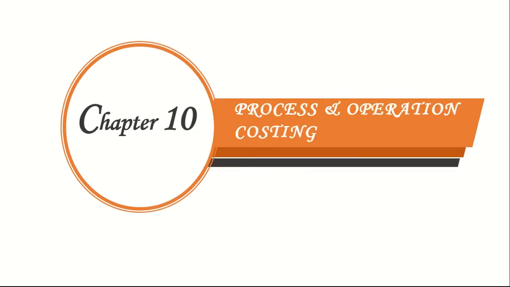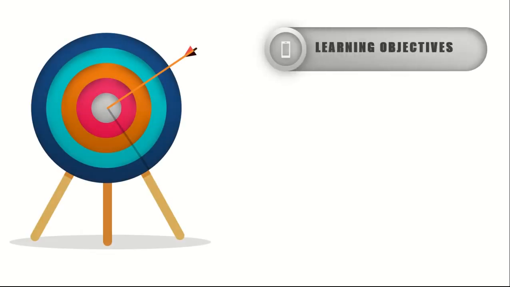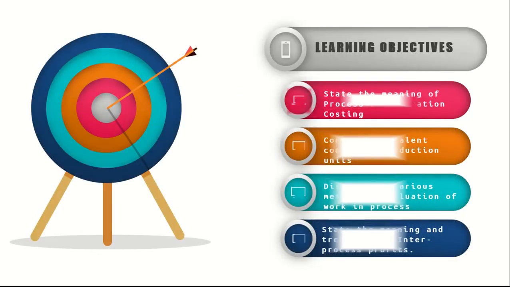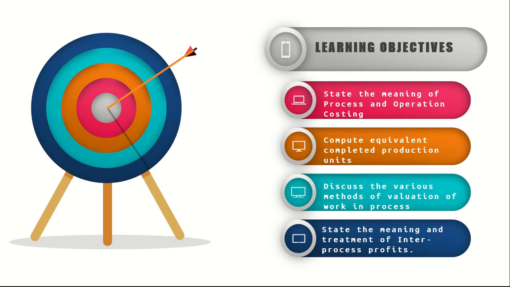Chapter 10. Process and Operation Costing. Learning Objectives. State the meaning of process and operation costing. Compute equivalent completed production units. Discuss the various methods of valuation of work in process. State the meaning and treatment of inter-process profits.